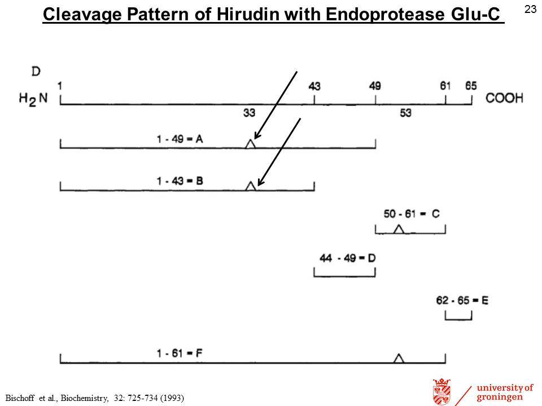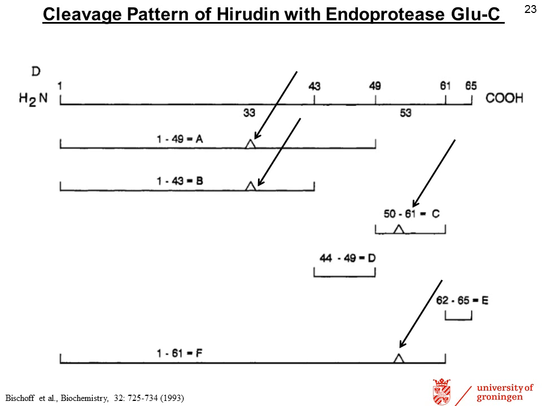So this provided us with the following products: 1 to 49, 1 to 43, 50 to 61, 44 to 49, 62 to 65, and 1 to 61, as not all cleavages were complete. I indicate a little triangle on these fragments, as these are the modification sites, as we will later see. We found the mass differences in this fragment. That means it must be somewhere between 1 and 43 amino acid, and we found the modification here in the fragment between 50 and 61.